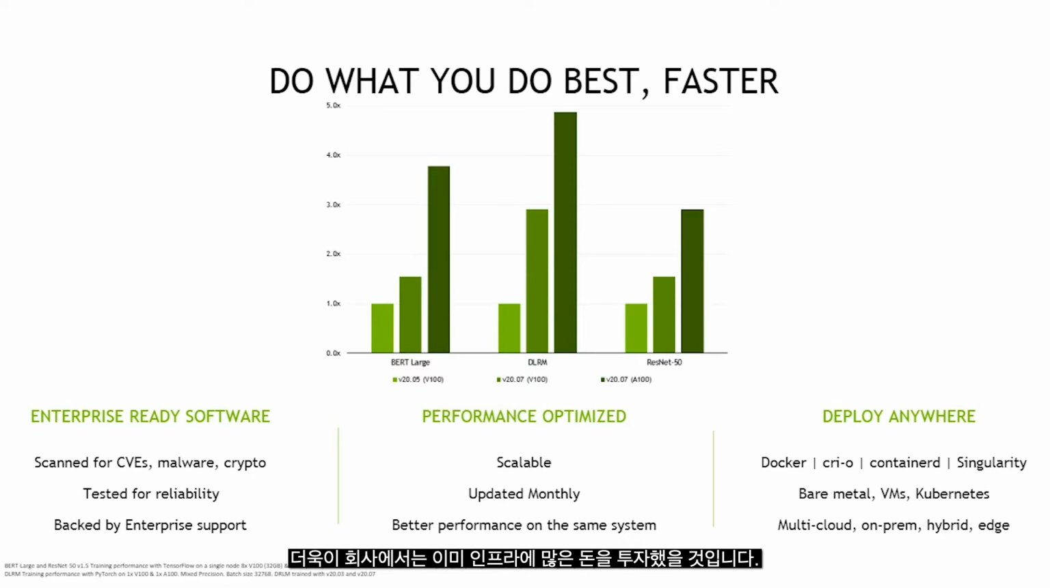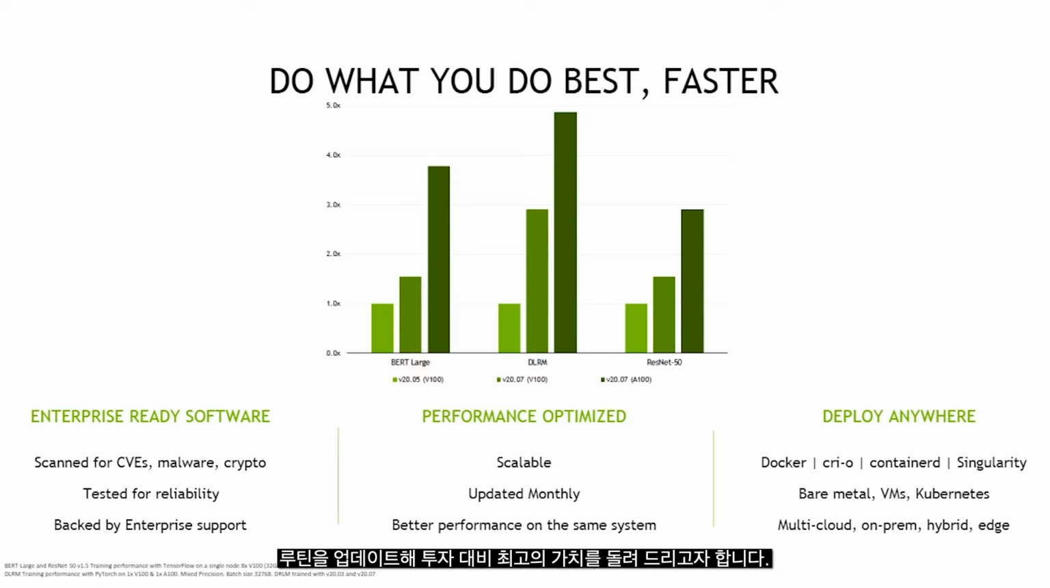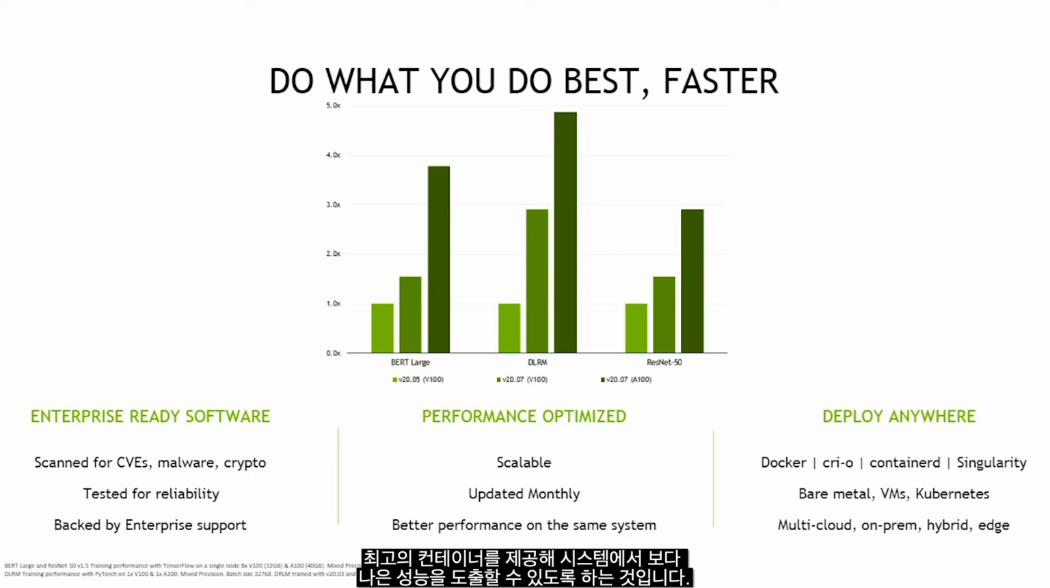More importantly, you've already spent a massive amount of money on your infrastructure. Again, the idea is that you spend a lot of money on your capital expenditure. How do you actually extract more performance from that system? So again, this is essentially where our engineering team are on a monthly basis updating the libraries and dependencies and routines within the container to give you the best bang for the buck. So from one version to the other, our goal is to give you that next best performing container that you can pull. And so again, you can extract better performance from the same system.